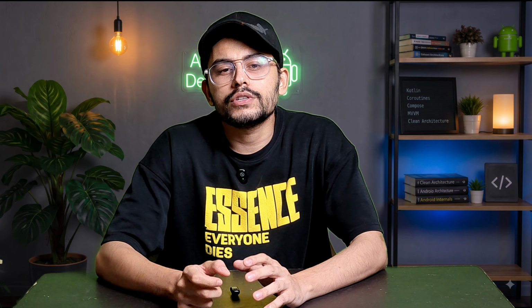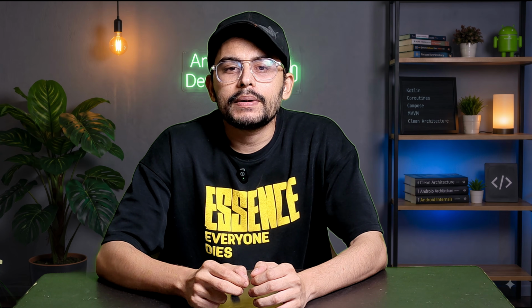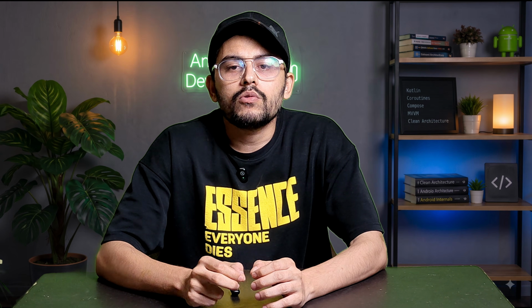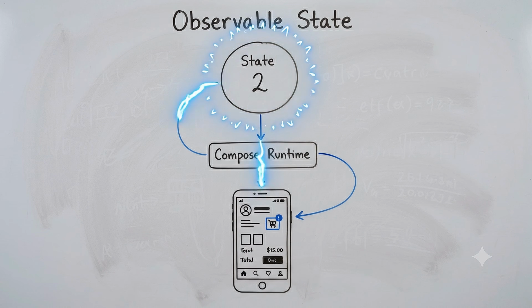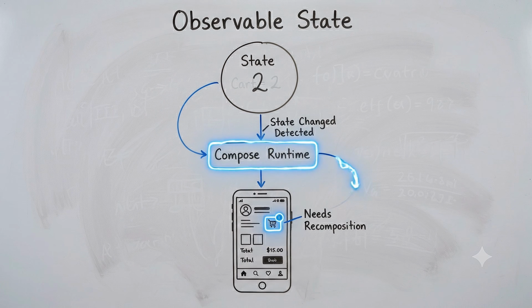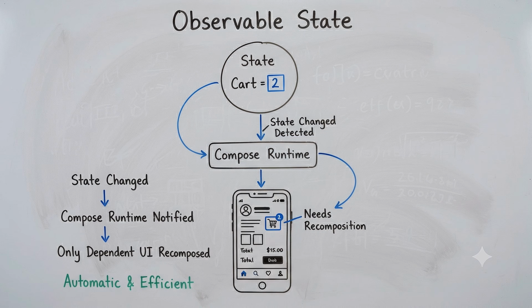Unlike the traditional view system, where the framework only reacts when the developer explicitly updates a view, Compose is built around observable state. Whenever the application state changes, the Compose runtime is automatically notified. It identifies which parts of the UI are dependent on that state and schedules only those parts for recomposition.